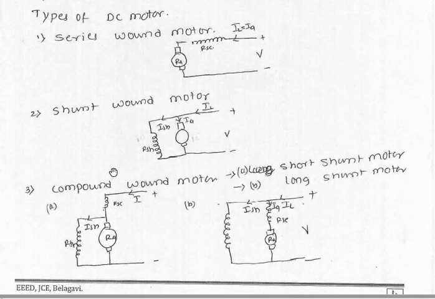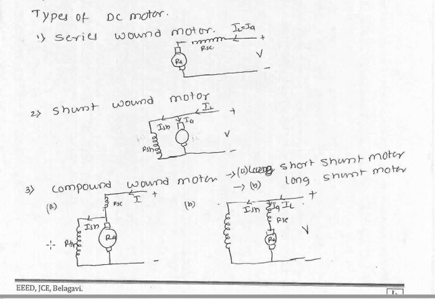The next one is, we can have a combination of series and shunt. Those kinds of motors are called compound wound motors. There are two types of compound wound motor. The first one is the short shunt motor, and the second one is the long shunt motor.